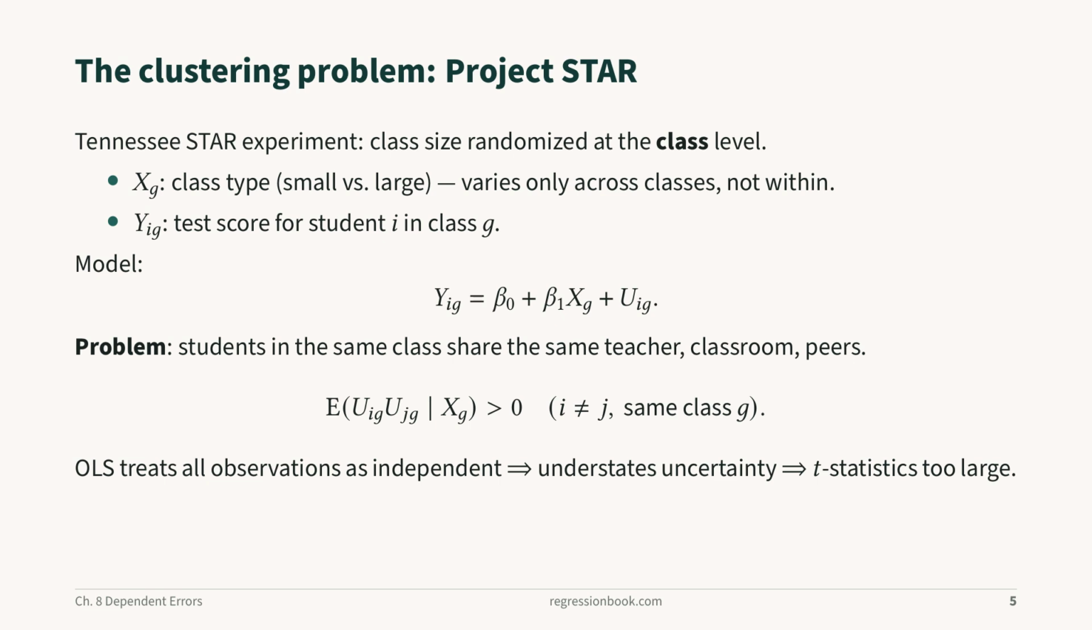Project Star makes the problem concrete. Class size was randomized at the class level, so the regressor varies only across classes, never within one, while test scores vary by student. Students in the same class share a teacher, a room, and peers, so their errors are positively correlated. Least squares, treating every student as independent evidence, understates uncertainty, and the t-statistics come out too large.